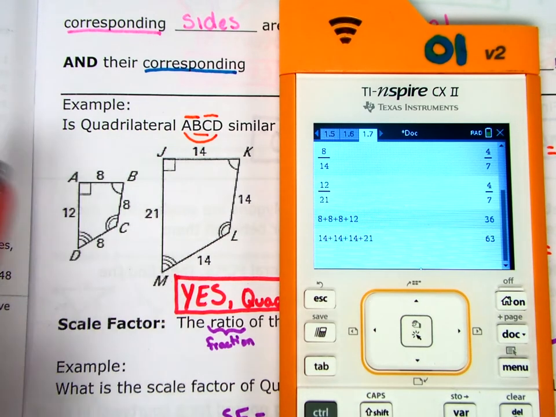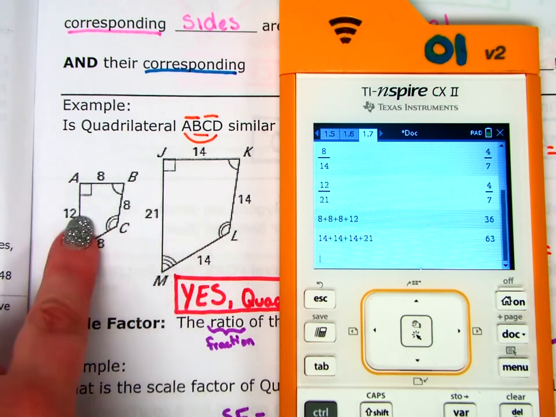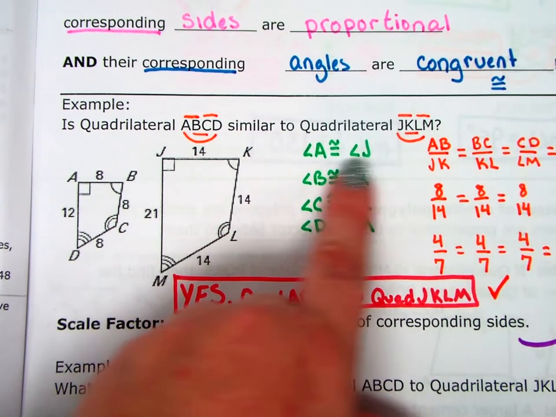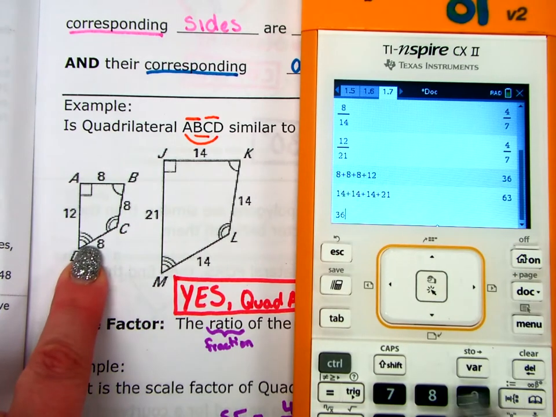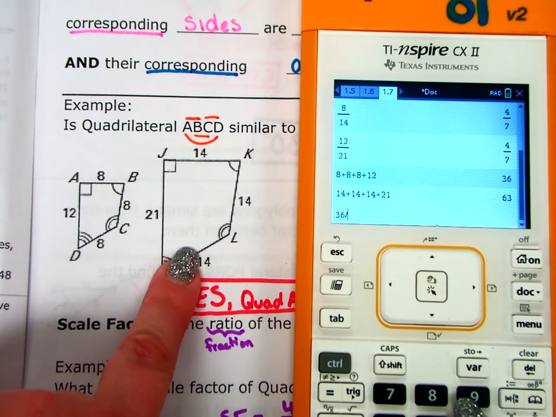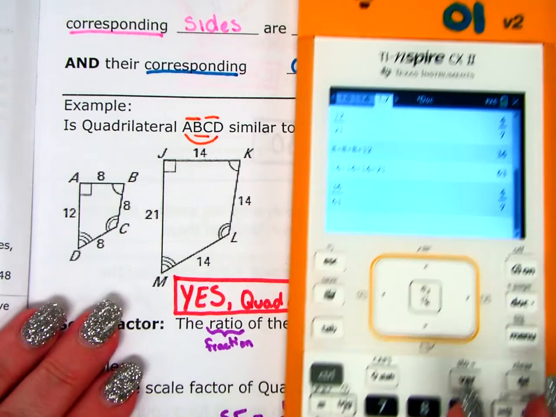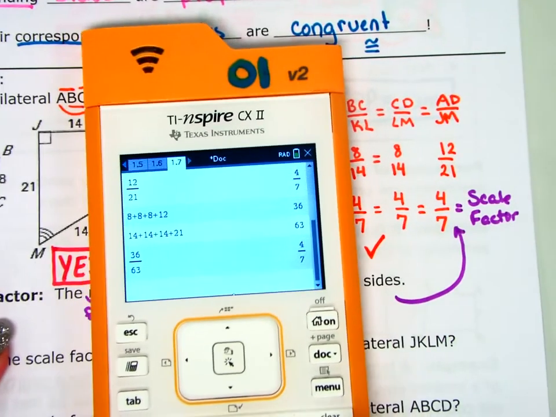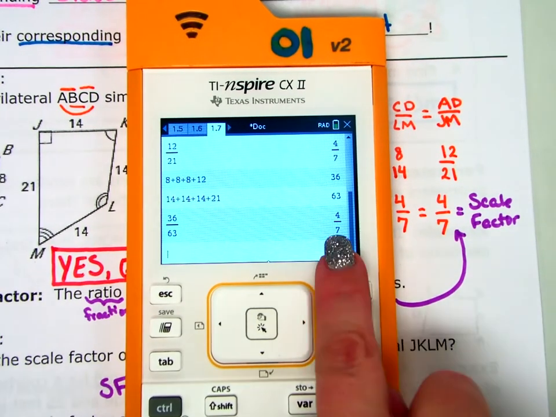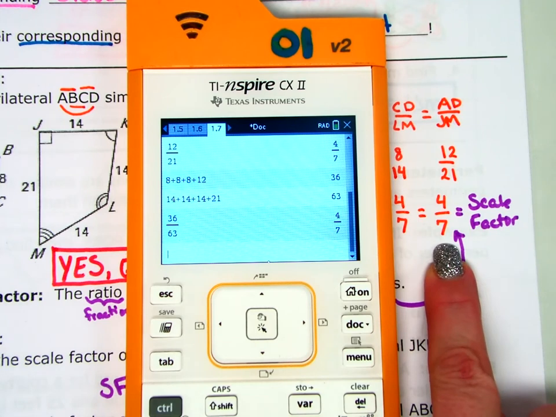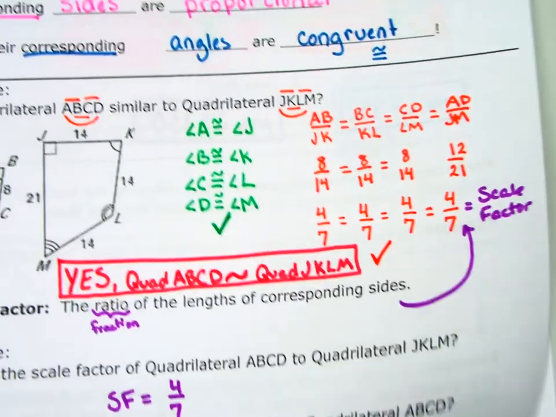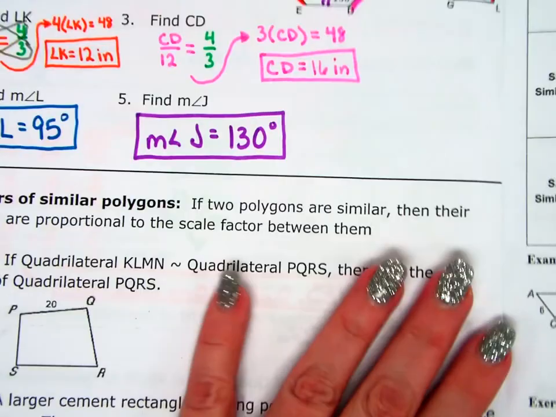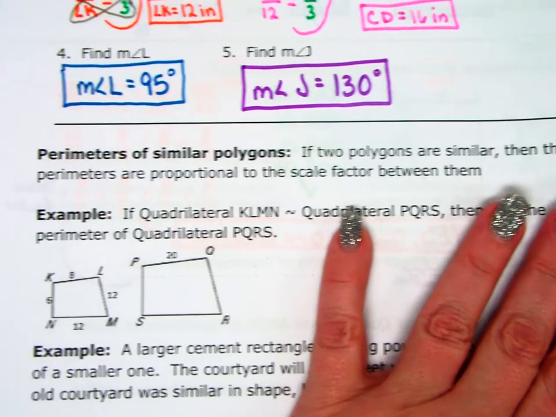If I look at the ratio between them, remember we did A, B, C, D on the top. So this one on top, my 36 on top over my 63, it reduces to the exact same number that we got for our scale factor. That's going to be true anytime you have similar polygons. Okay? So let's apply that. Alright, so perimeters of similar polygons.